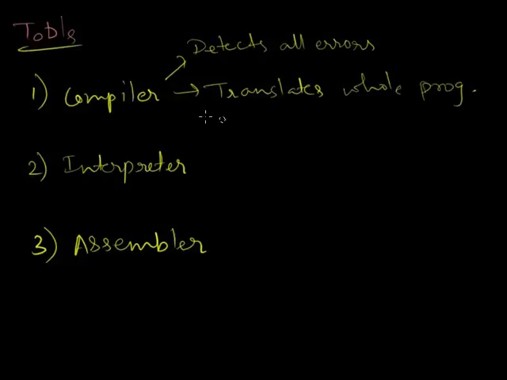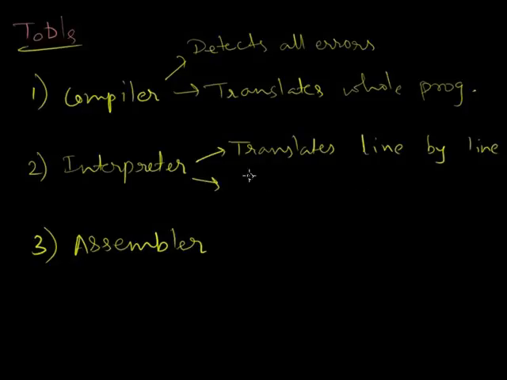Then we have the interpreter. It translates line by line. It does not take the whole program and translate it and give it to the computer. It translates it line by line, the first line, second line and third line. It also detects errors, but it can detect errors only in the current line being processed, right? It cannot detect errors in the whole program because it does not translate it as a whole. So it detects errors in the current line.